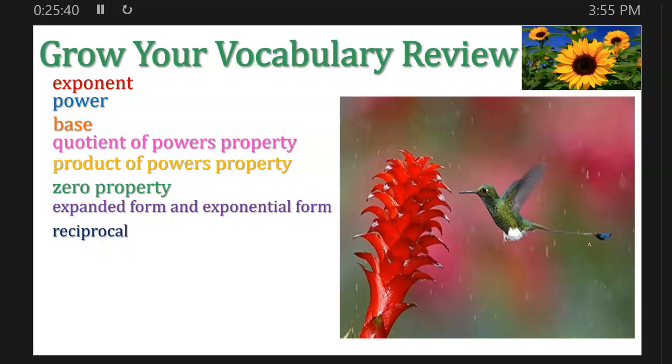A reciprocal is when we take a fraction and flip it upside down. This is going to be important when we start learning about negative exponents. Okay, negative and positive. Negative is on the left side on a number line and positive is on the right. And integers are all of our whole numbers that are positive and negative, including 0. Variables are letters that we use in place of quantities or numbers that we don't know the value of.